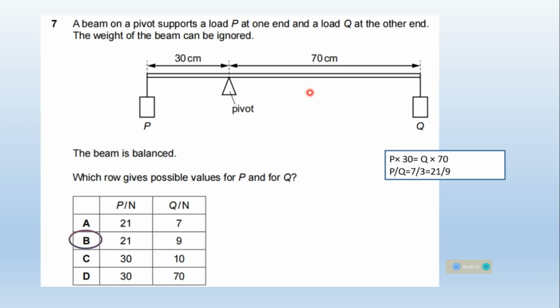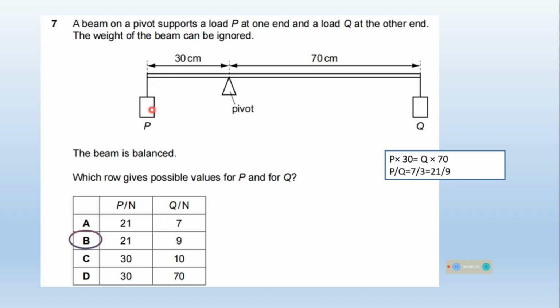The weight of the beam can be ignored. The beam is balanced. Which row gives possible values for P and for Q? So we know that if the beam is balanced, it means the clockwise moment is equal to the anti-clockwise moment.